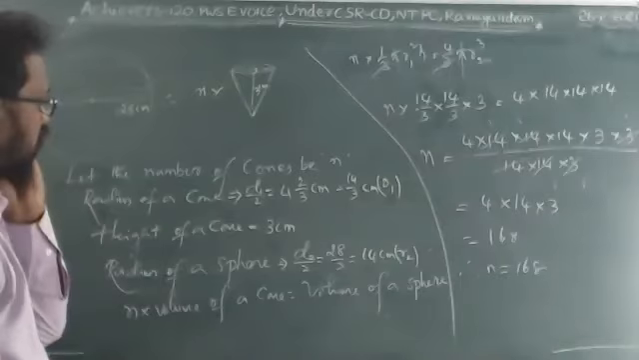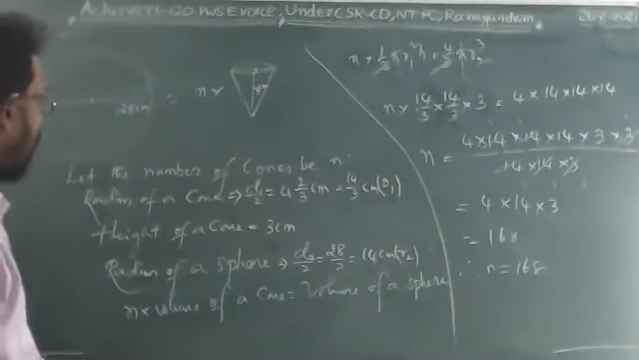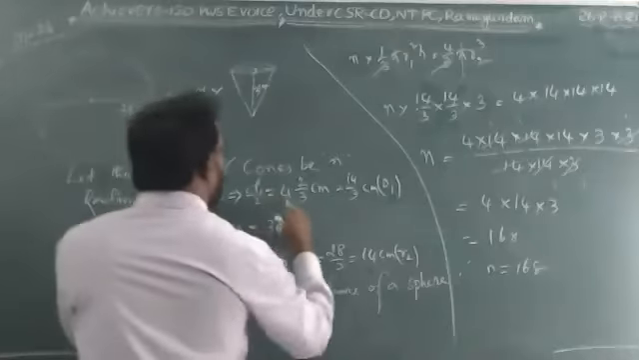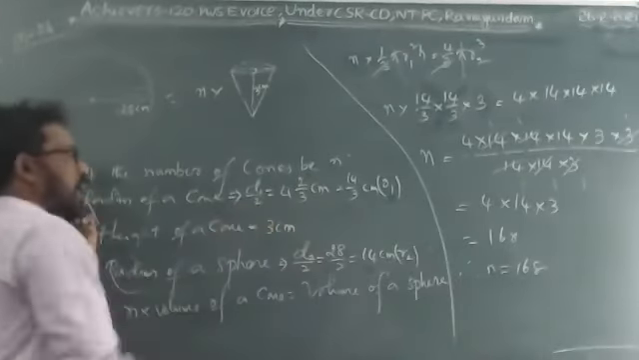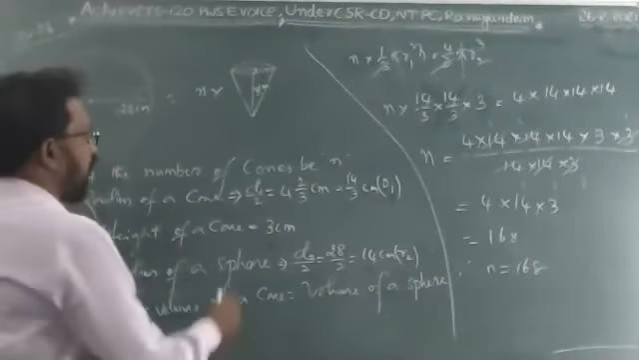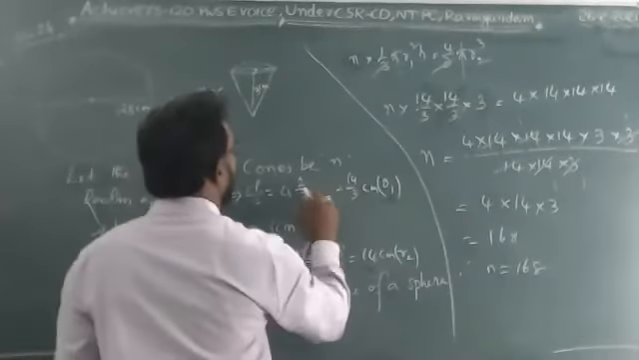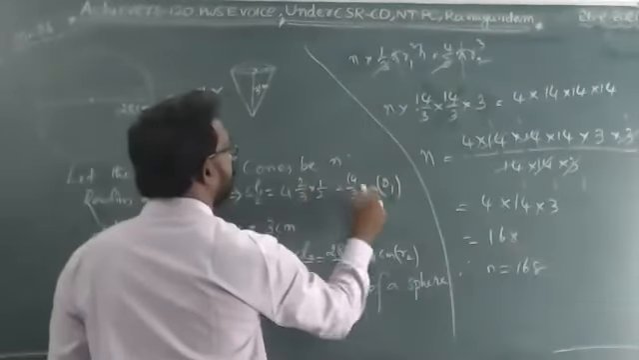Oh, we've made a mistake here. Diameter is how much here? Diameter 42 by 3. 42 by 3 by 2, we did not take. Sorry, by 2. Okay, now we'll take here 1 by 2.